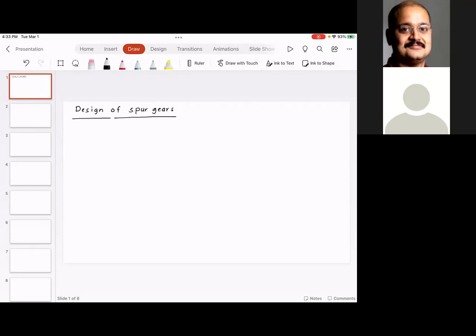For example, when we try to design a helical gear, wherein the gear teeth are not parallel to the shaft, but they are at an angle, the helix angle, what we do is we convert that helical gear into an equivalent spur gear and design the gear. So the idea is, once we understand the fundamental concepts of spur gear, the same principles can be applied for all the gear designs.